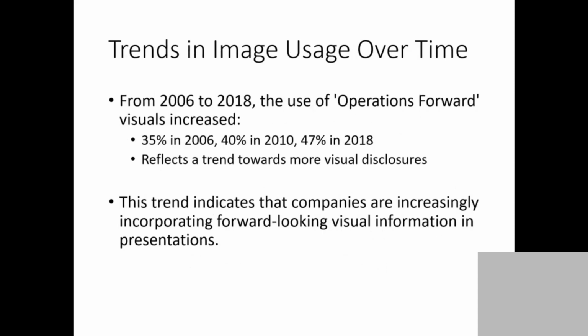So once you have the training sample, what we want to do is you can see the forward looking. So the images about the future product is increasing. It's 35 in 2006, 40 in 2010, and 47. So you can see there's an upward trend about company disclose the future of a product, future operations.